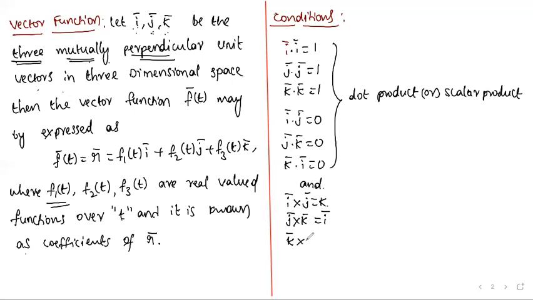K bar cross I bar is equal to J bar. And I bar cross I bar is equal to 0. J bar cross J bar is equal to 0. K bar cross K bar is equal to 0.